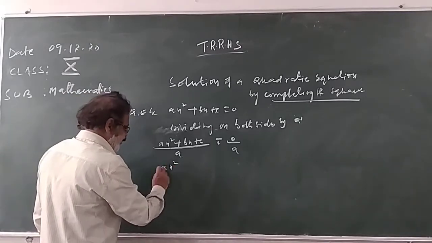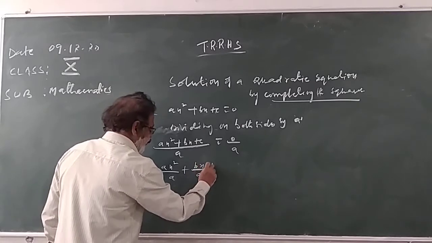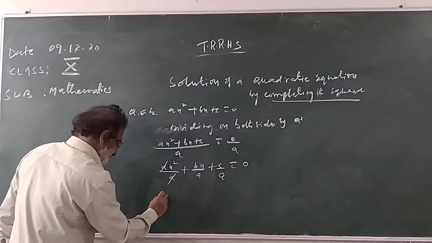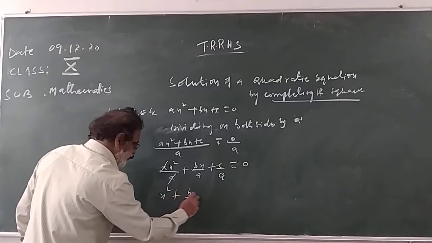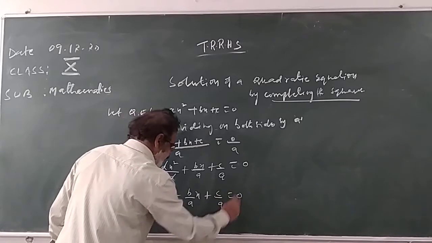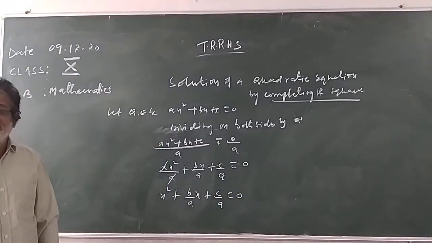Now ax square by a, bx by a, c by a is equal to 0. So x square plus b by a x plus c by a is equal to 0. x square is a perfect square. I hope you clearly understand.